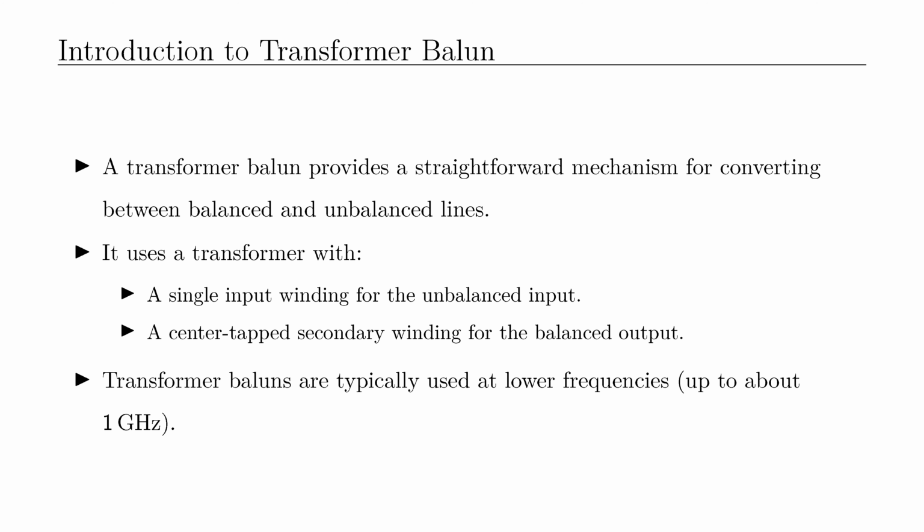This slide introduces the transformer Balun, a simple and effective device for converting signals between balanced and unbalanced lines. It uses a transformer with a single input winding to handle the unbalanced input. The balanced output is provided through a center-tapped secondary winding. Transformer Baluns are typically used in low-frequency applications, operating at frequencies up to 1 GHz.